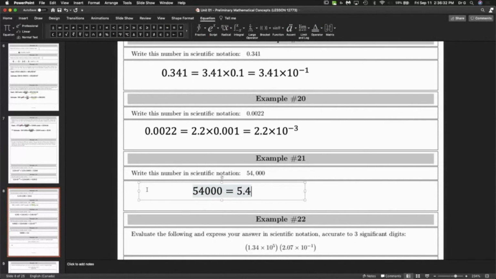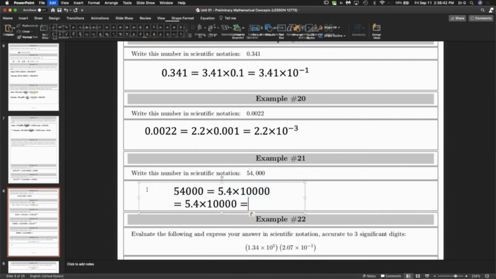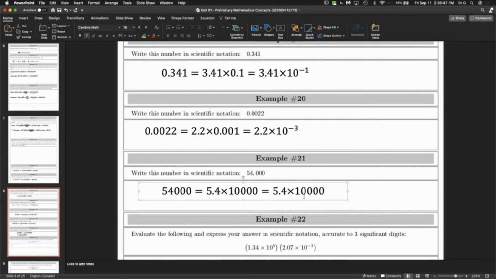So a number between 1 and 10 is 5.4. Thank you, Victor. Step 1. Step 2 is that it's 10,000. And step 3 is that you replace the 10,000 with a power of 10. And that is how you do that.